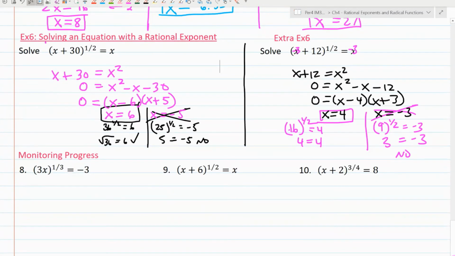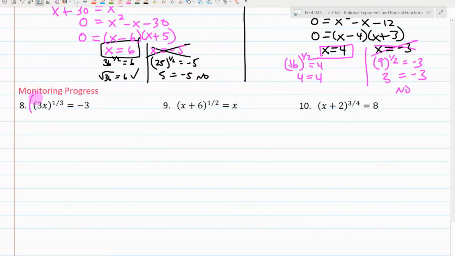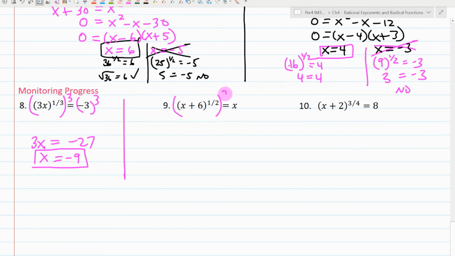All right, the last 3. I'm going to raise each side to the 3rd power. So 3x is equal to -27. And x equals -9. And if you want to check, -9 in here makes that -27. The cube root of -27 is -3, and that's fine. Again, you only have to check really when you square both sides because cubing something doesn't really affect anything. Like here, we're going to square both sides. You definitely have to check on this kind.